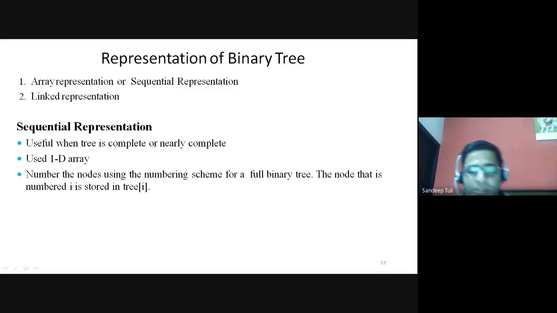Now number the nodes using the numbering scheme for a full binary tree, and the node that is numbered I will store the element in the position tree of I. That is the answer of your question. Read it again. Number the nodes using the numbering scheme for a full binary tree. So whatever is given to me, I need to number every node, taking that thing in mind that it is a full binary tree. Okay, now what about full binary tree? अब यदि आपको पता ही नहीं कि full binary tree क्या है, तो you are not able to completely represent that tree. Tell me, what is a full binary tree?